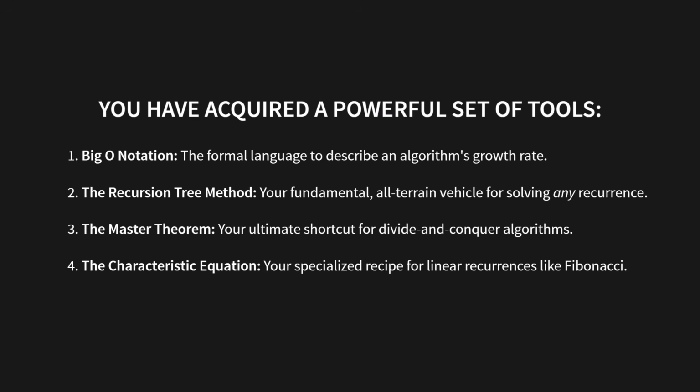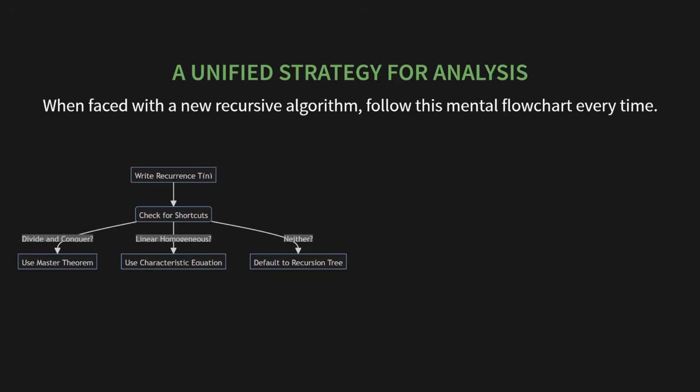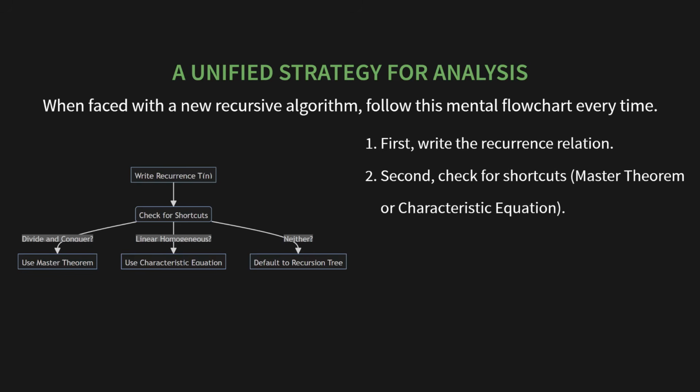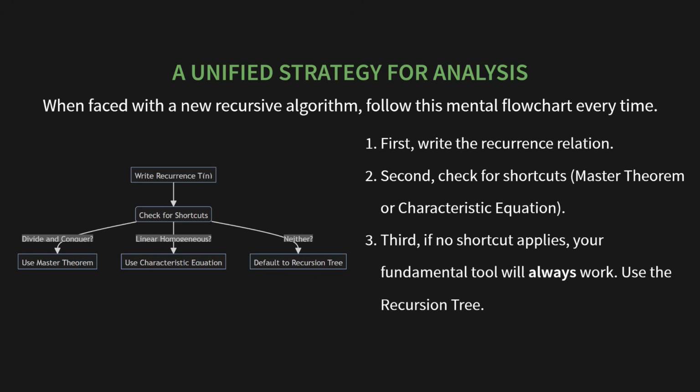So, how do you decide which one to use? Let's look at a unified strategy for analysis. When faced with a new recursive algorithm, follow this mental flowchart every single time. First, write the recurrence relation. What is t of n? Second, check for shortcuts. Does it look like a divide and conquer problem? Use the master theorem. Is it a linear homogeneous recurrence? Use the characteristic equation. Third, if no shortcut applies, your fundamental tool will always work. You default to the recursion tree.